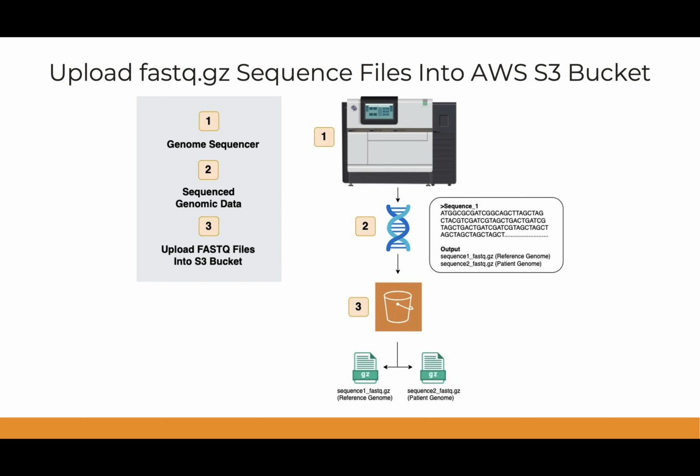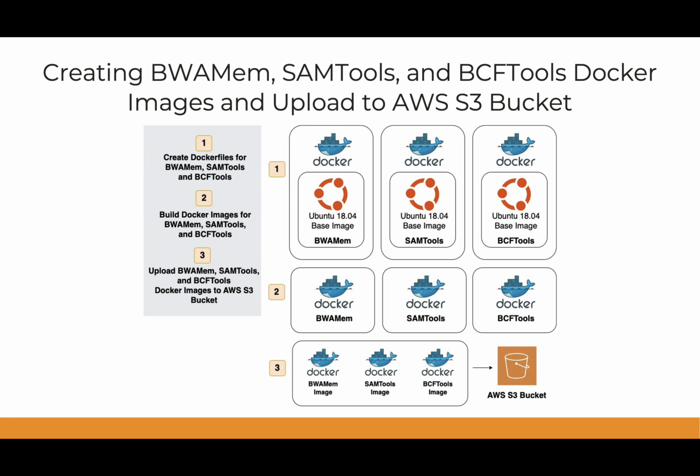Next, we transfer the sequenced genomic data into an AWS S3 Bucket. These uploaded fastq files are a representation of our DNA sequences. Next, we'll construct Docker files for our integral bioinformatics tools, BWAMem, SAMTools, and BCFTools. But first, let's briefly understand what these tools do.